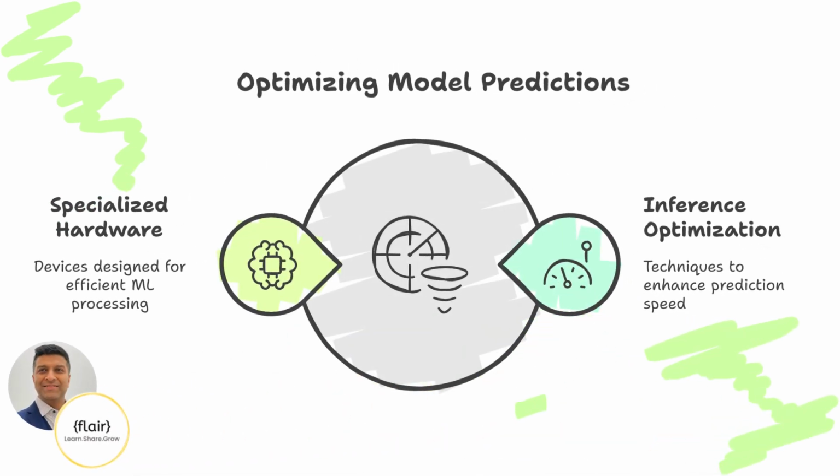Now, once you've deployed your model, you still want it to run as fast as possible. That's where inference optimization comes into play. The goal is to make your model predictions faster and more efficient. There are plenty of new hardware options specifically designed to run machine learning models quicker, making the whole process much smoother.